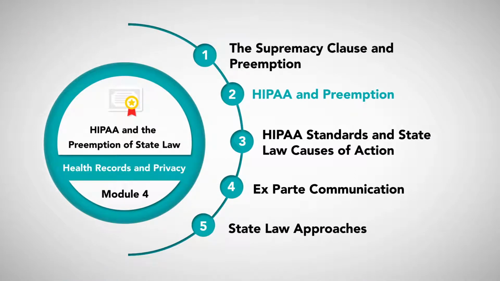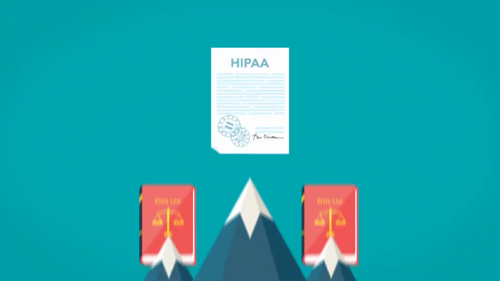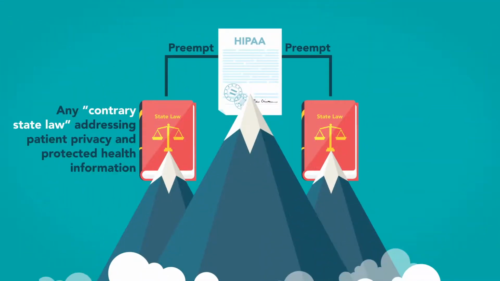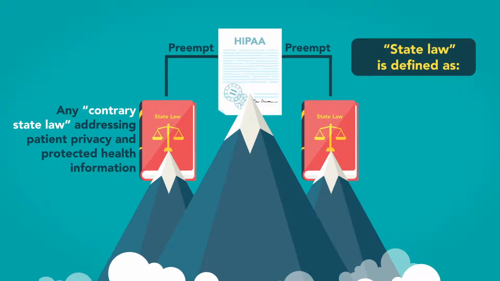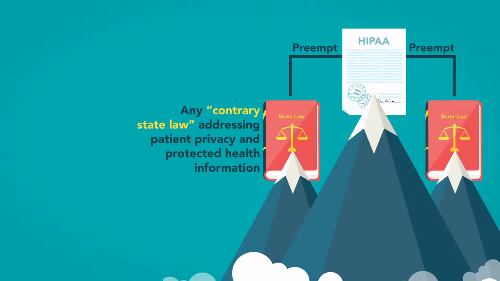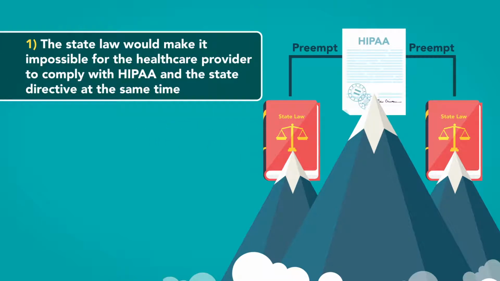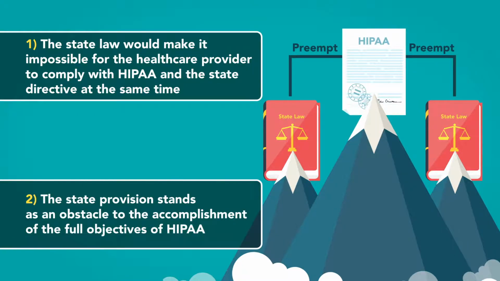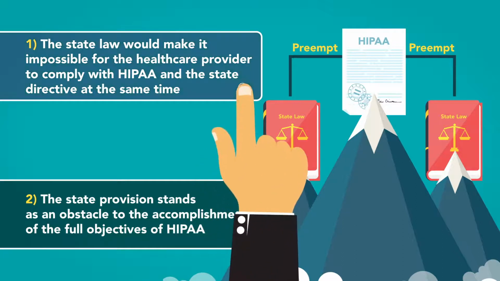HIPAA and Preemption. HIPAA's language provides that HIPAA's provisions preempt any contrary state law addressing patient privacy and protected health information. The regulations define state law to mean a constitution, statute, regulation, rule, common law, or other state action having the force and effect of law. HIPAA defines a state law as contrary if 1. The state law would make it impossible for the healthcare provider to comply with HIPAA and the state directive at the same time, or 2. The state provision stands as an obstacle to the accomplishment of the full objectives of HIPAA. HIPAA will thus preempt a state's law that meets either of these conditions.